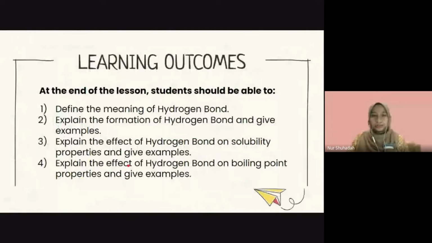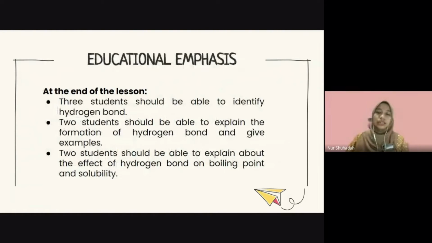So, I will explain about our learning outcome first. At the end of the lesson, students should be able to define the meaning of hydrogen bond, explain the formation of hydrogen bond and give examples, explain the effect of hydrogen bond on solubility, properties and give example, and lastly, explain the effect of hydrogen bond on boiling point, properties and give example. So for educational emphasis, at the end of the lesson, 3 students should be able to identify hydrogen bond. 2 students should be able to explain the formation of hydrogen bond and give example. Lastly, 2 students should be able to explain about the effect of hydrogen bond on boiling point and solubility.